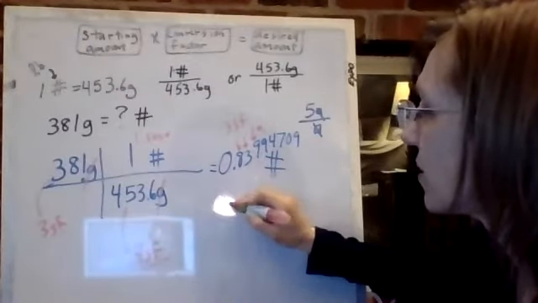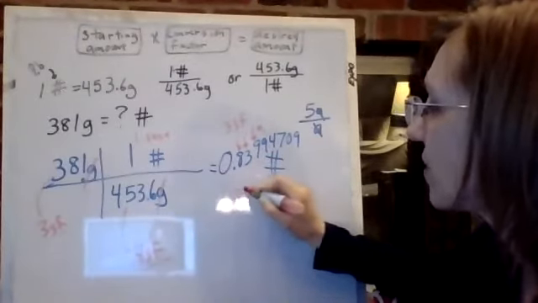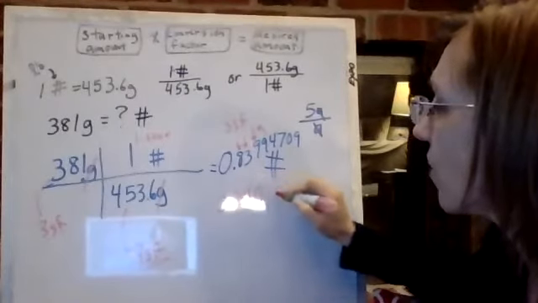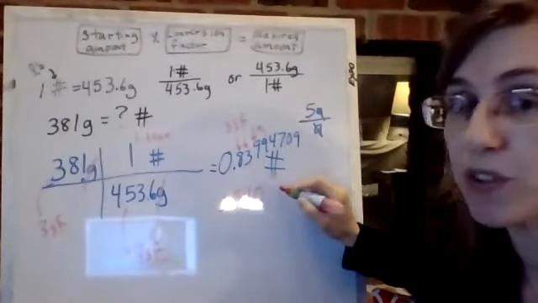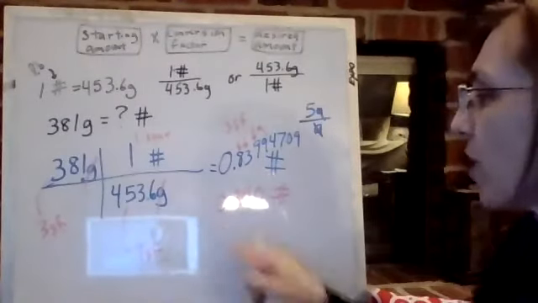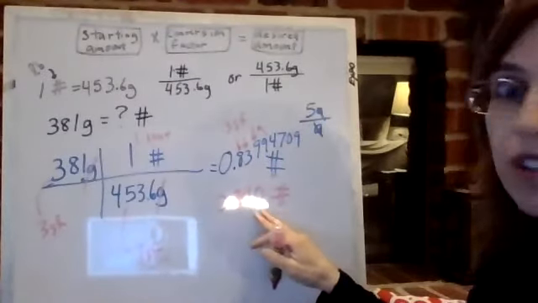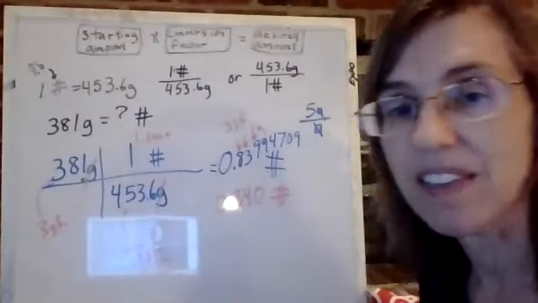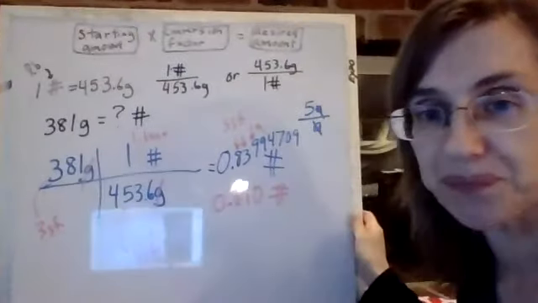We end up with 0.840. Don't forget the units. Numbers are meaningless without the units, so make sure you get the units in there. 0.840 pounds. And that is our final answer.